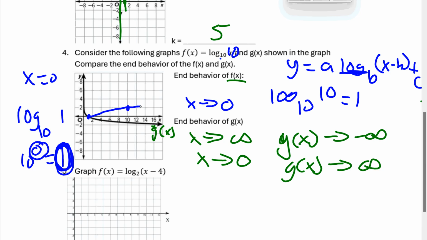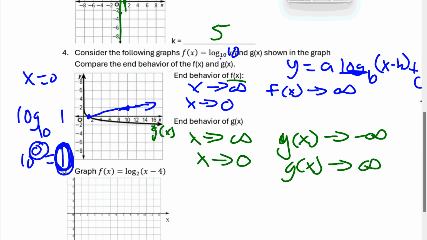So as I go to the right, increasing, my graph continues to go up. F of x goes up. Now as I go to the left, I approach that asymptote, right? That asymptote right through here, and then I go down. So as I approach the asymptote, my y value goes down towards negative infinity.